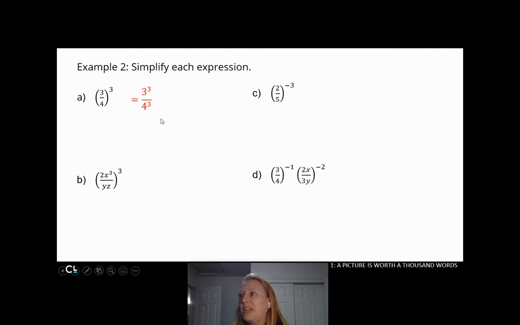So for this one, it wasn't so bad, right? 3 to the 3rd power. If you wanted to take it further, you could. 3 to the 3rd power, 3 times 3 times 3 is 27. 4 to the 3rd power, 4 times 4 times 4 is 64. And calculators are definitely helpful for that.